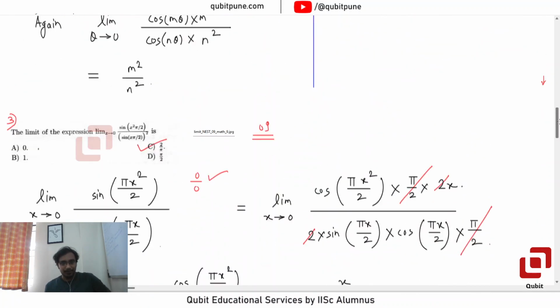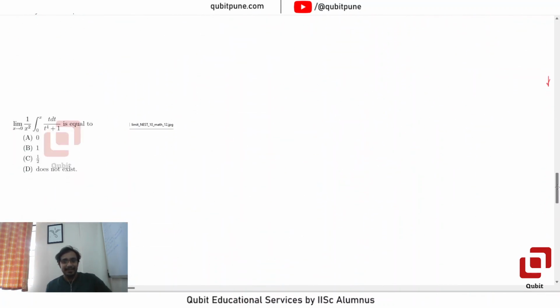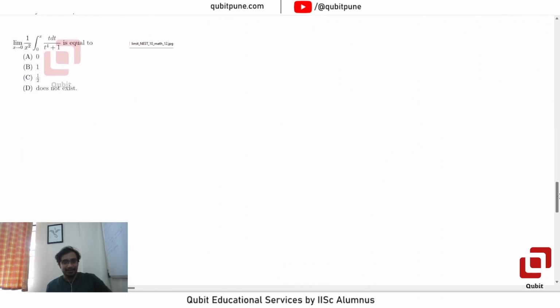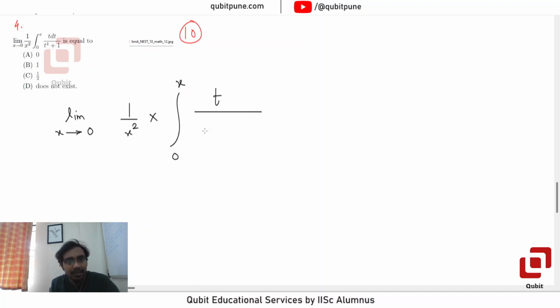Yes. Yeah, so these problems that I found, they are very much patterned, at least for the first 3 years, 7, 8 and 9. And then I found this one in 2010. Okay, in 2010 this problem came. Okay, fine. This is our question 4. It says limit as x tends to 0, 1 upon x squared into the definite integral from 0 to x of t upon t raised to 4 plus 1 dt.